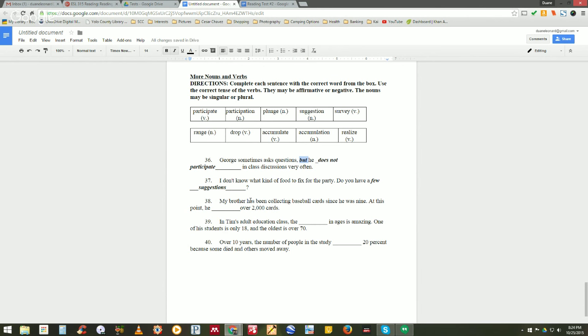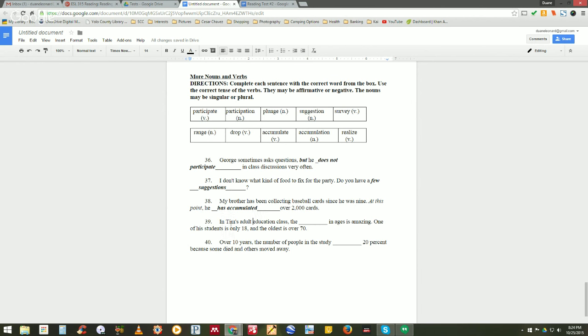My brother has been collecting baseball cards since he was 9. At this point, this one is a little trickier. It's accumulate, meaning to build. So it's got to be a verb. It's got to be accumulate. So it's has accumulated. So this means that up until this point, the past affecting now. So at this point, meaning currently, or up until now. So that's the clue there. You could say he accumulated over 2,000. At this point, he accumulated over 2,000 cards. That would mean he's finished. So you could say the past. That would be okay.